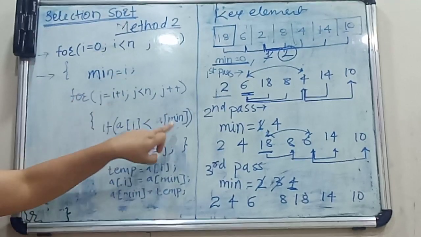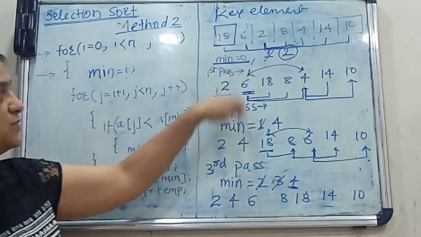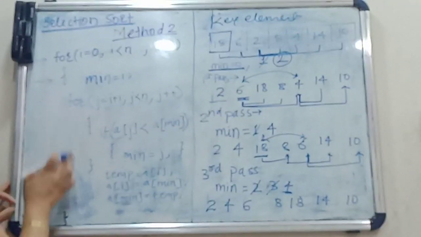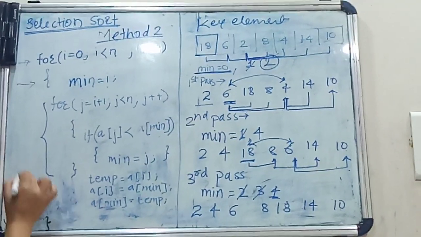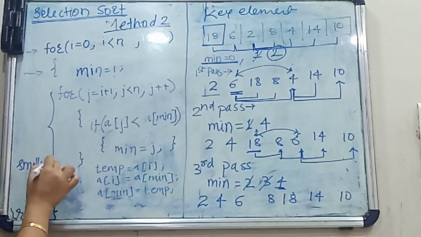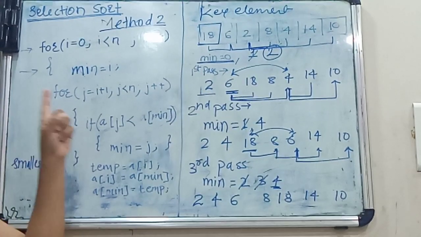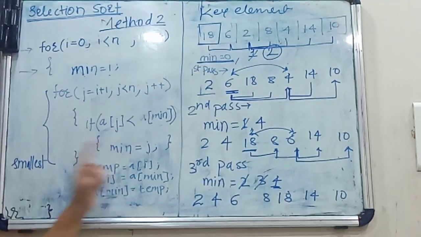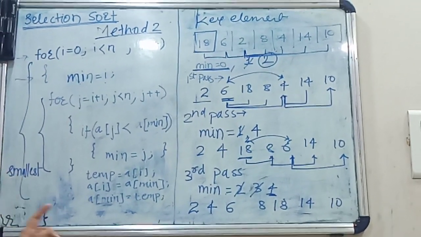So for the first iteration min is 0 for the first time, and as we have explained, min is going to change. So in this particular for loop, what are you going to check? You are finding the smallest number. So the inner for loop is used to find the smallest number and remember that position, and the outer for loop is used to control the number of passes.